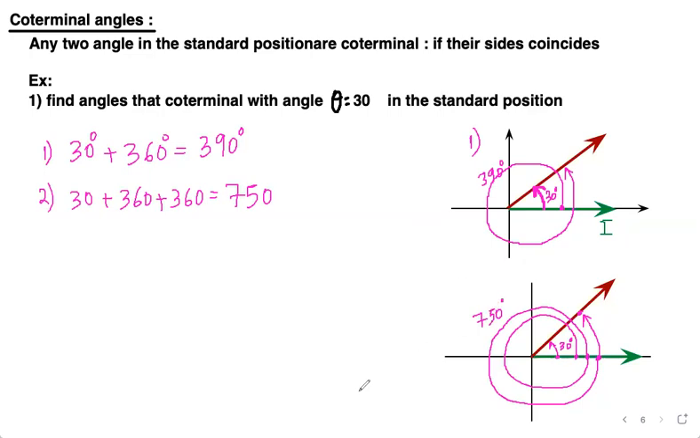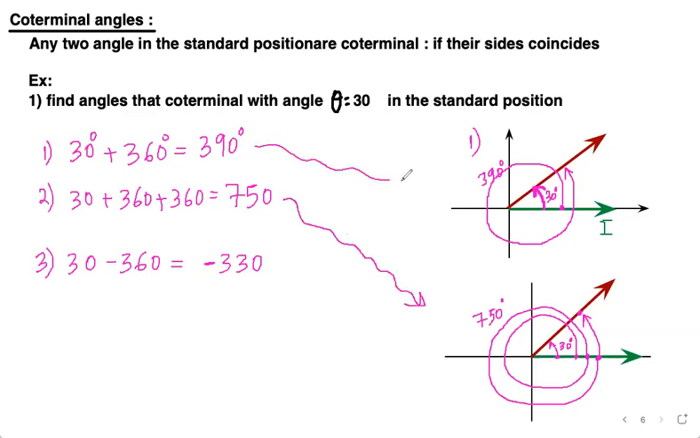Now minus 750. So the same thing for minus. If I want to subtract, I can get another coterminal angle by subtracting 360. So 30 minus 360. Now, what is the answer? It's minus 330, correct. This angle is also coterminal with the angle 30. I want to graph this angle. This is for the first one, and here is the third one.